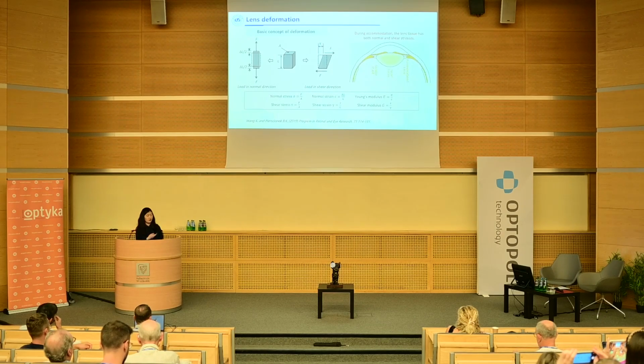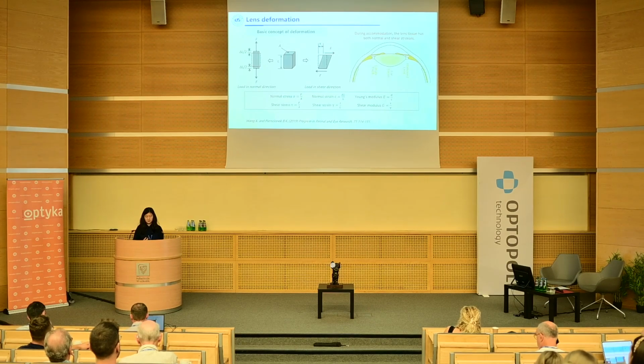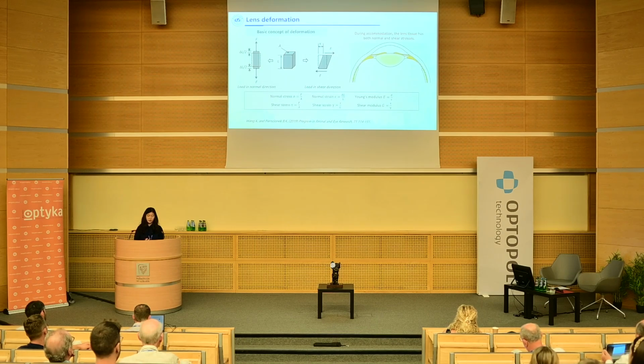Let's consider a cuboid, which has a cross-sectional area of A and a length of L. If we apply two forces in opposite directions but on the same axis to this cuboid, it will elongate. This kind of load is called loading in normal directions. If the two opposite forces are only parallel to each other, but not on the same axis, that will cause some kind of shear deformation. This is called shear loading.